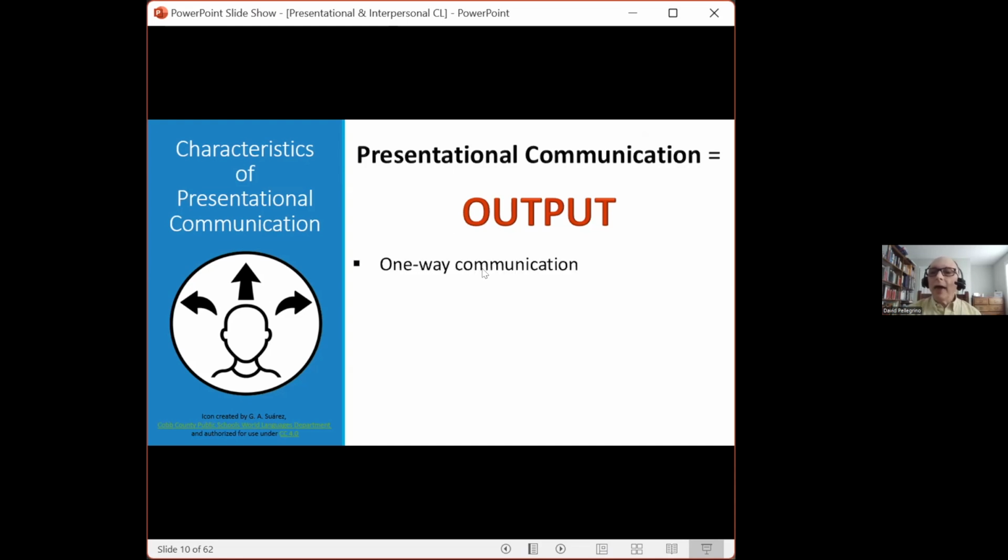It is a one-way communication, which is what I'm doing right now, at least until I take your questions at the end. Then it becomes interpersonal. So at this point, it's presentational. One-way communication without access to the interlocutor or to the audience. It could be speaking or writing. Of course, there has to be attention to the audience. Who is going to be listening or who is going to be reading? That's part of the context.